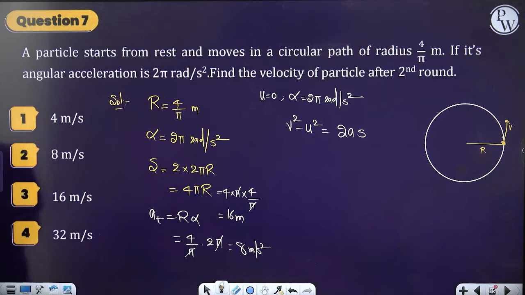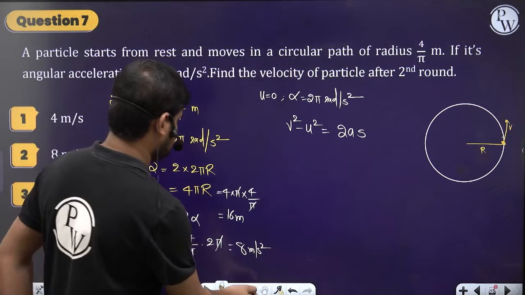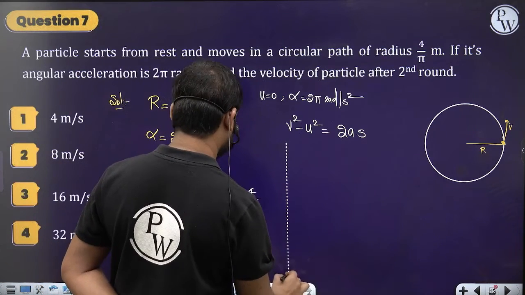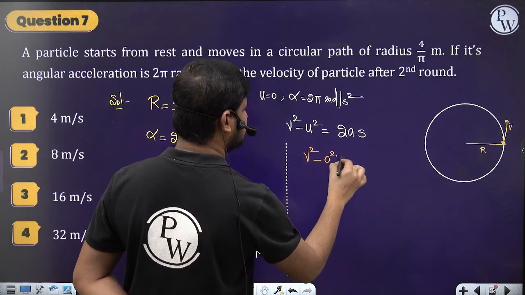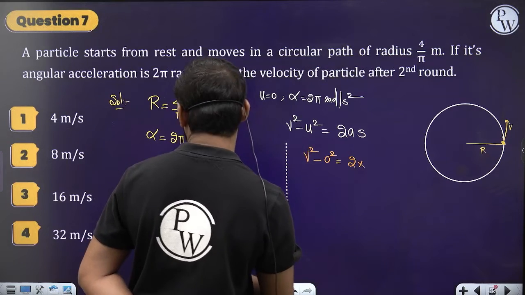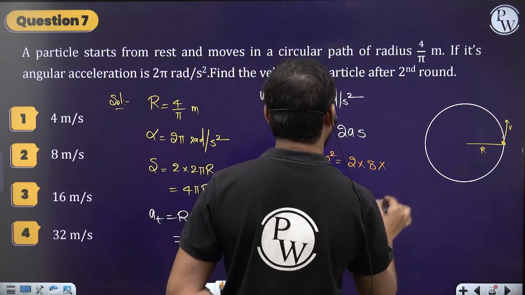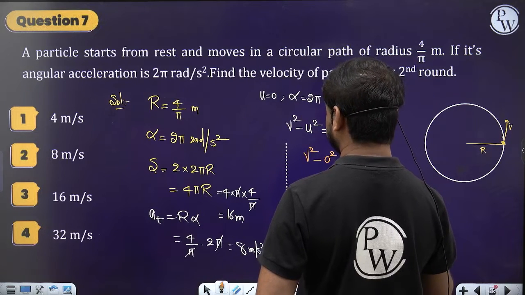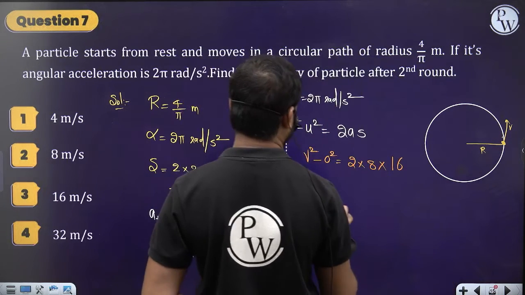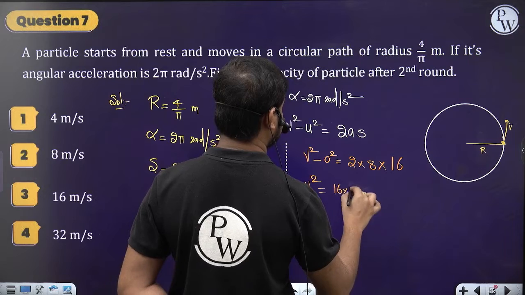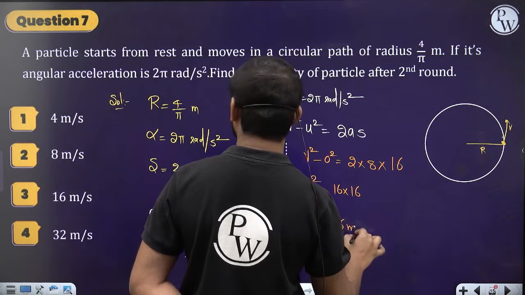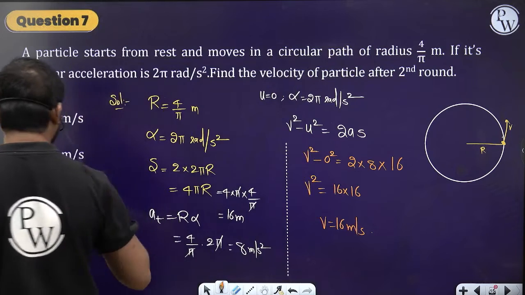You can easily find it. So let's calculate that quickly. Simple question, no need to struggle much, right? Direct formula based question. So V square we have to find. Initial velocity 0 square, 2 into the acceleration. What is the acceleration? The tangential acceleration, 8, into S, which is 16, right? So V square is equal to 2 into 8, 16 into 16. So V is equal to 16 meter per second. Option 3 is the correct one.